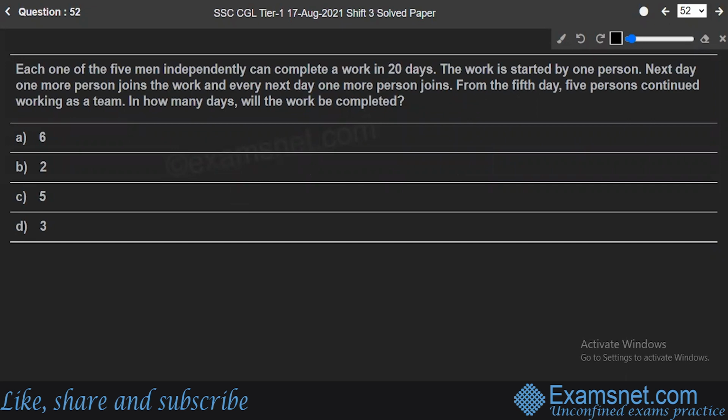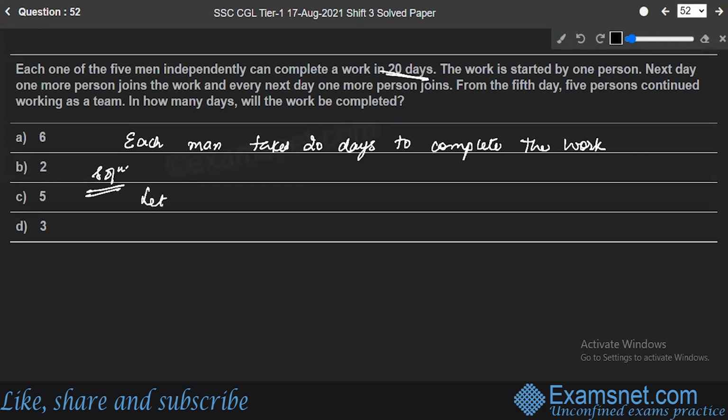You are given that each man takes 20 days to complete the work. Right? Now, let's move with the solution. First of all, let the efficiency of each man be 1. Right? So, total work is 20 units. 20 days, total work will be 20 units then.